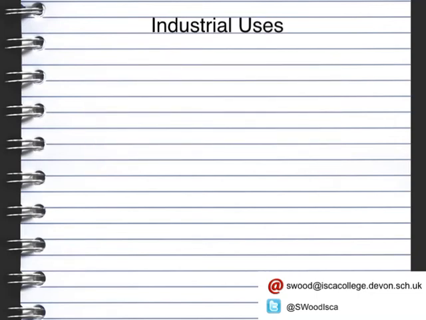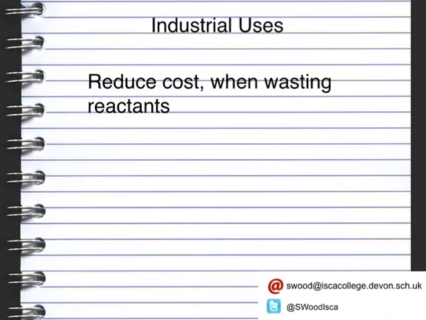Now, obviously in industry they need to monitor what the percentage yield is. The main reason for that is so that they can reduce costs when wasting reactants, because if not all the reactants are reacting, then there's going to be some problems. And obviously because of that, they want to reduce the costs. Reducing waste of reactants will then reduce the cost as well.